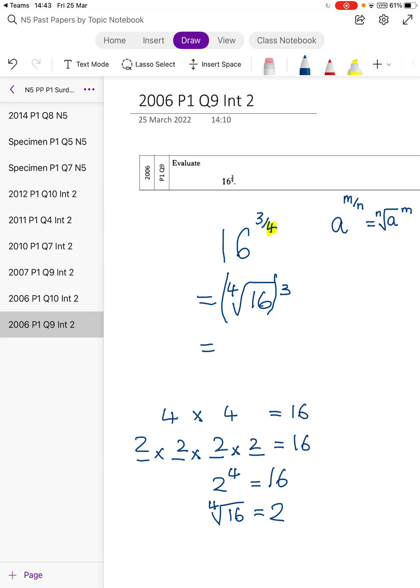So this becomes 2 cubed, and 2 cubed means 2 times 2 times 2. 3 number 2's multiplied together, so that's 4 times 2, which is 8. So our final answer there would be 8.